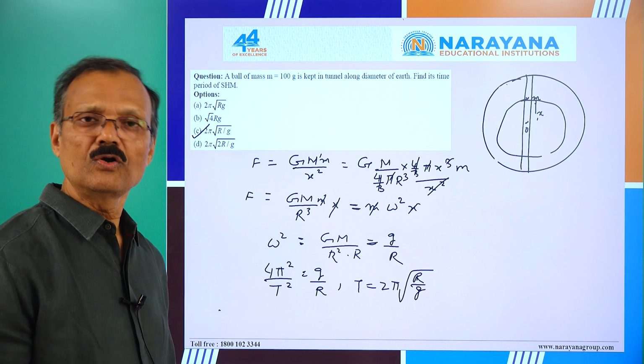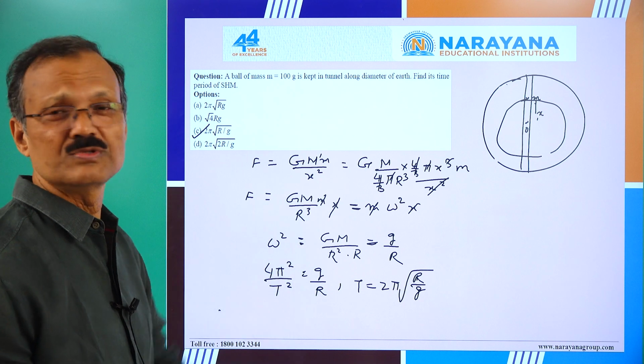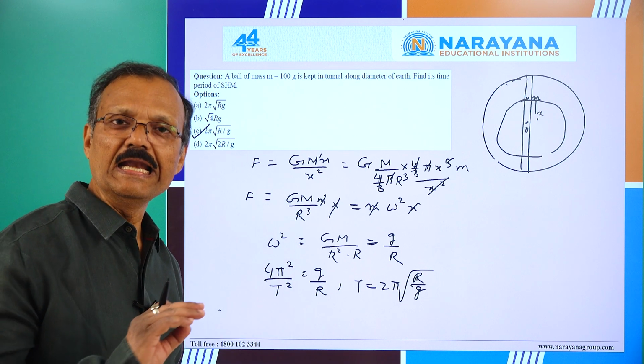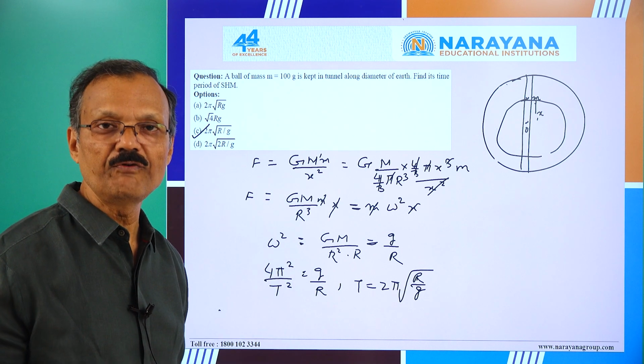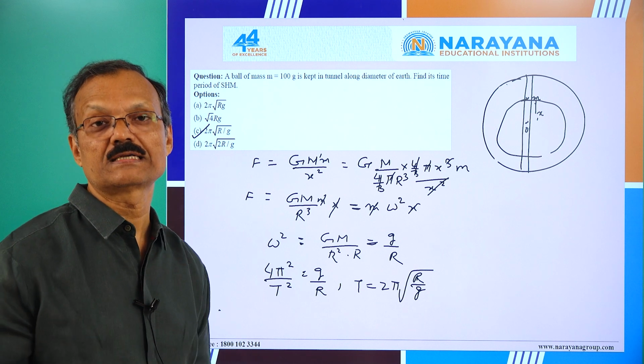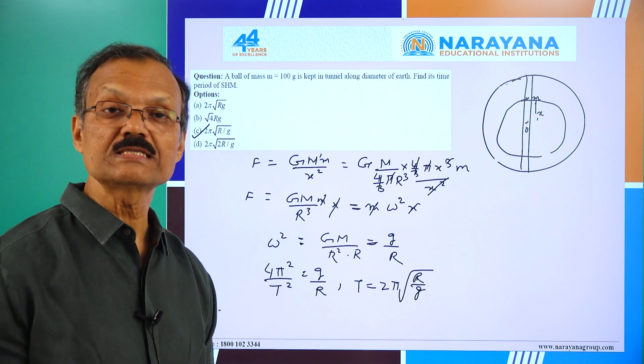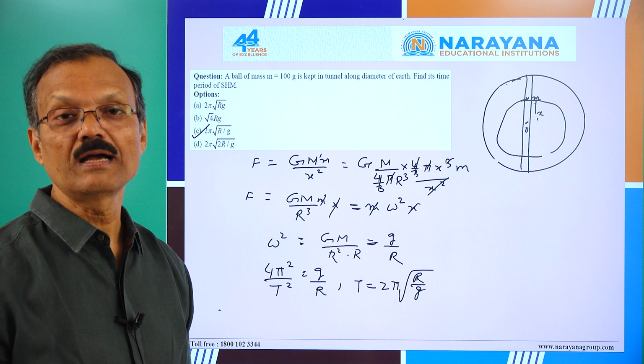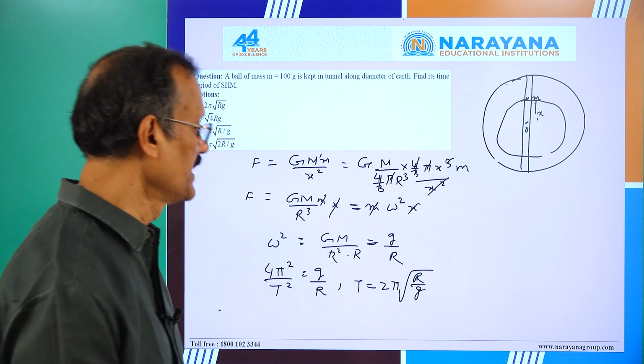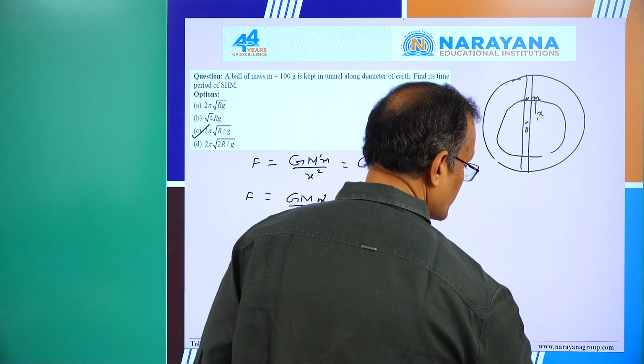Clear to you? Not only the tunnel which is passing through the center, you can take any tunnel passing from anywhere. If it goes from this side to that side of Earth, the time period will always be 2 pi under root r by g. Now let us move to the next question.